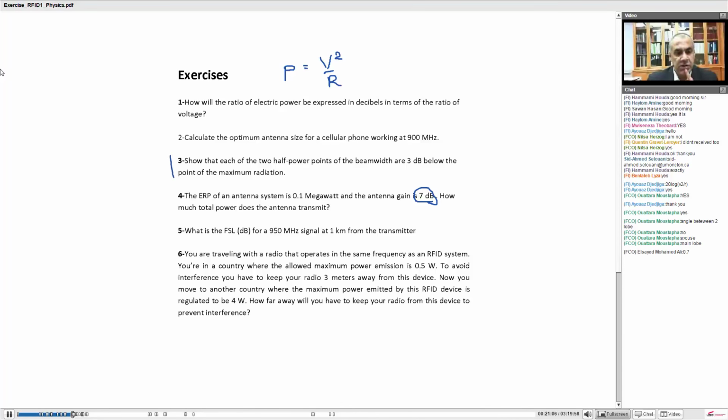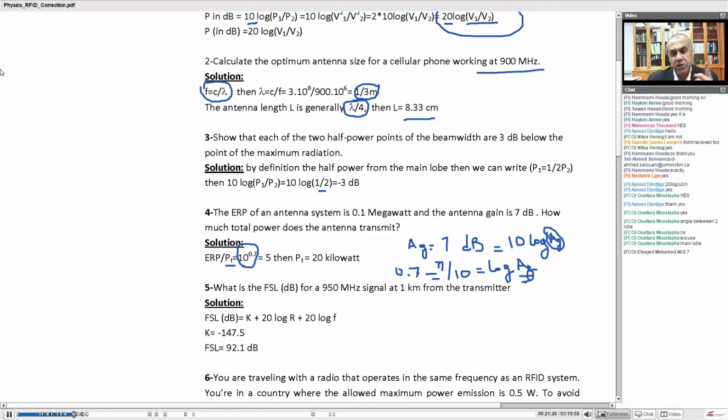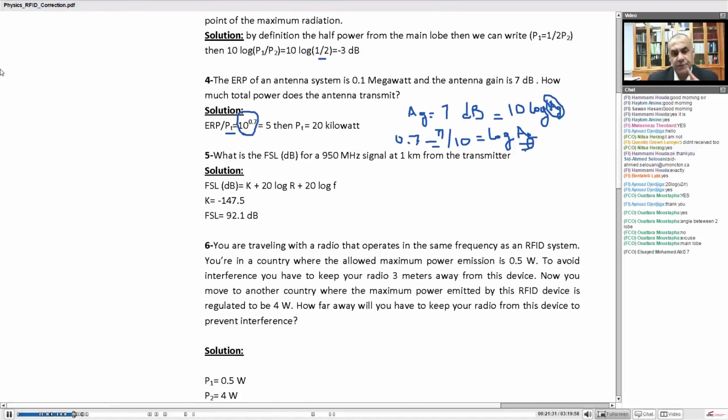Fifth point, the free space loss in dB for a 950 megahertz signal at 1 kilometer from the transmitter. So I have to calculate the free space loss, what I'm losing as energy if I have these conditions. Okay, very easy to do. So I use the formula I showed you earlier.